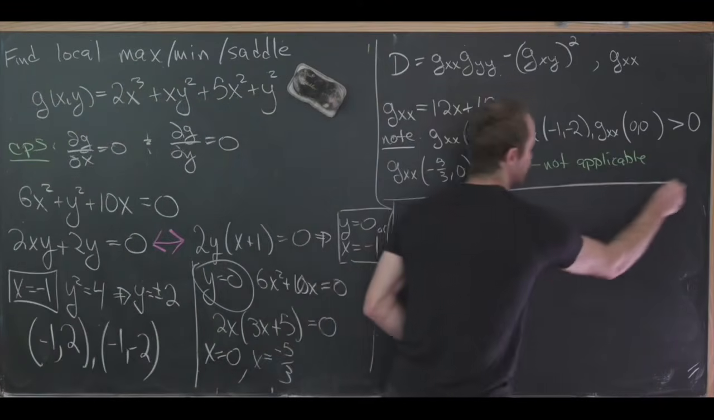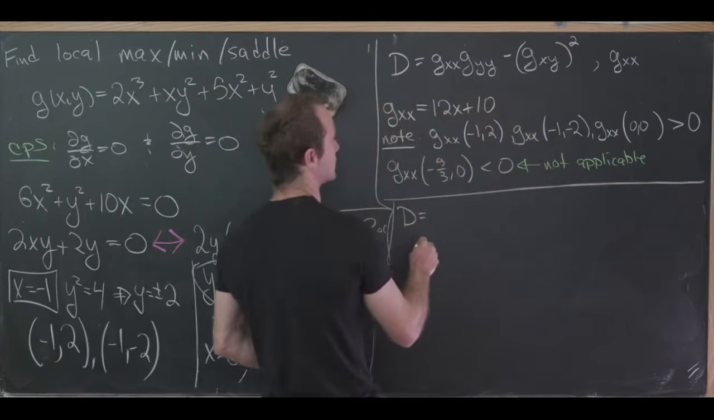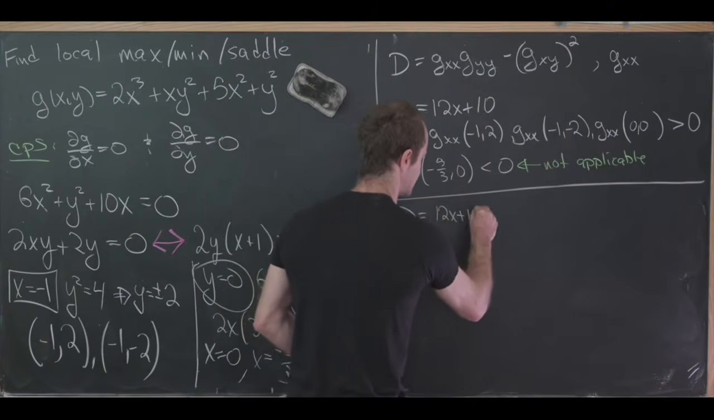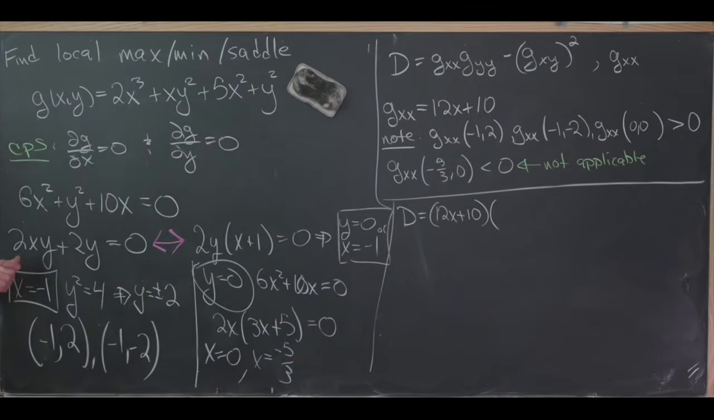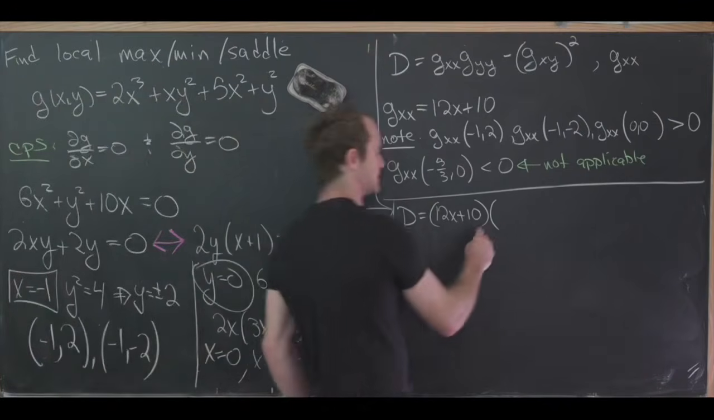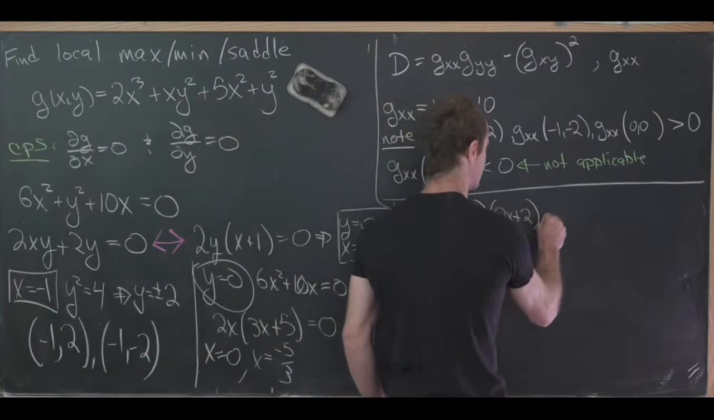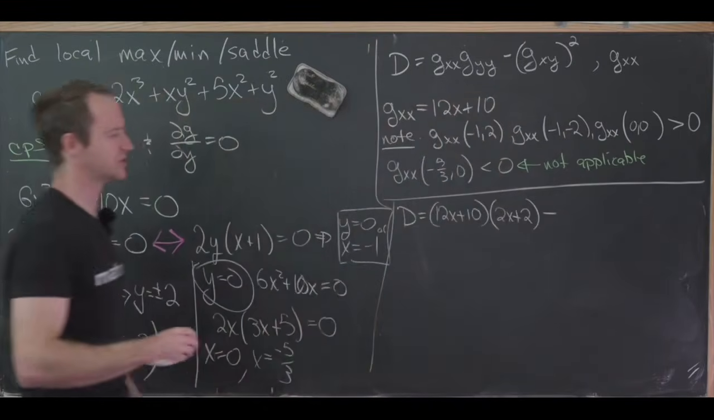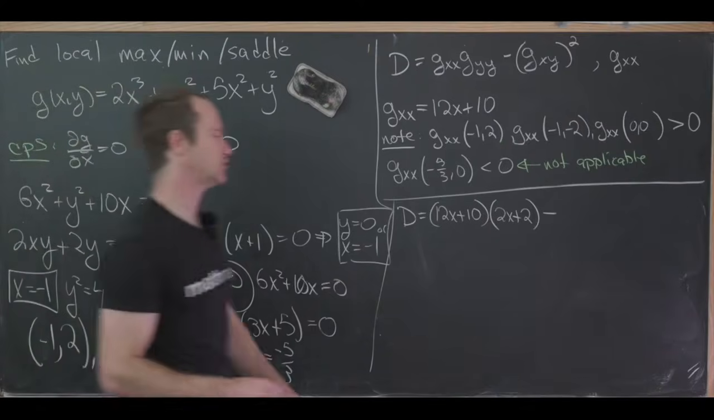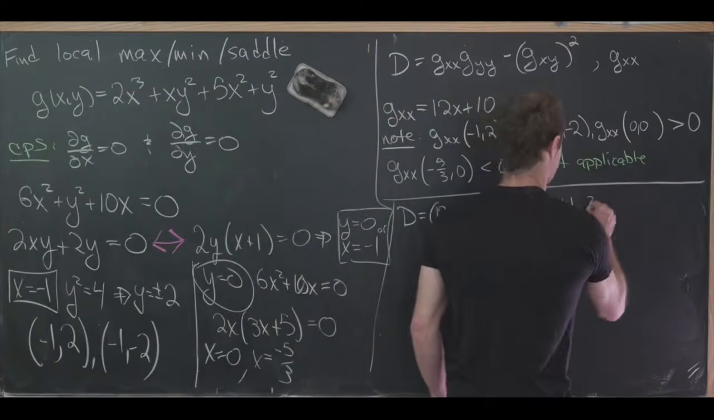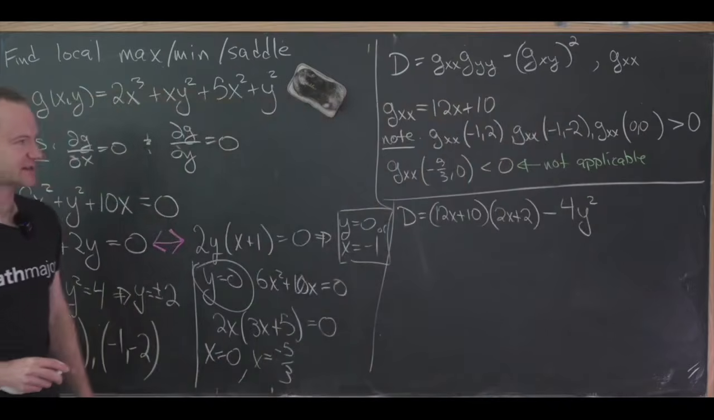So now let's calculate the big D. The big D will be equal to 12x plus 10 times the second partial with respect to y. That means we need to take the partial of this with respect to y. That's easy, that's 2x plus 2, times 2x plus 2, minus the mixed partial squared. I think it'll be easier to take the derivative of this with respect to x. Taking the derivative of this with respect to x gives us 2y. So we've got 2y squared, so that's going to be 4y squared. Okay, so that's our big D.